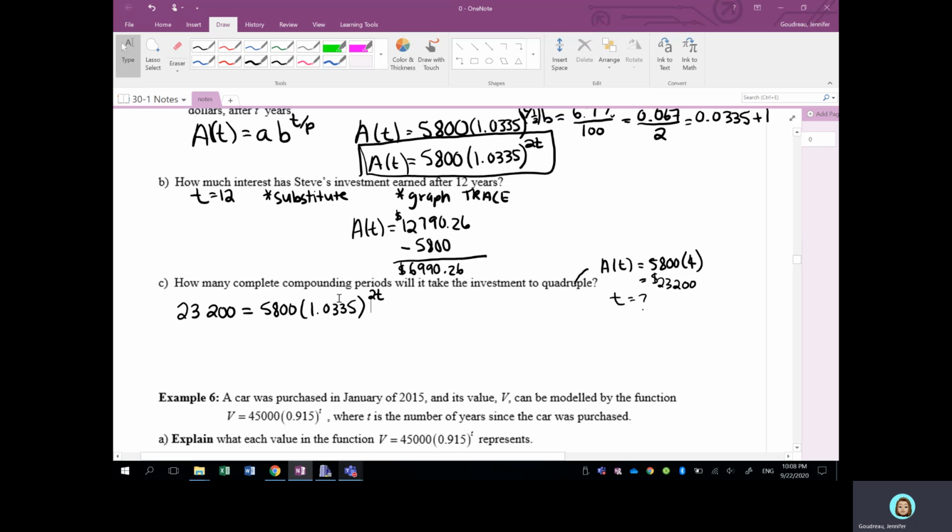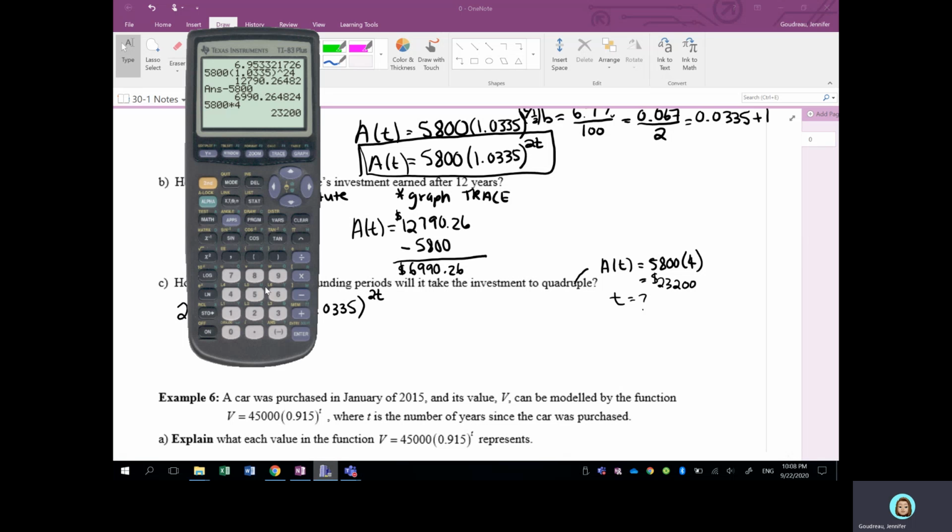In this section, there is no way that I can get everything into a base of 1.0335. So for these investment questions, and we're going to see, for example, 6 down here, where we have these weird bases, you're not going to be asked to solve algebraically in this section. You will always solve graphically. Once we learn logs, once we move into chapter 8, then we'll be able to solve this algebraically, but currently we can't because the only way we know how to solve is to get everything into the same base, and we can't do that here.